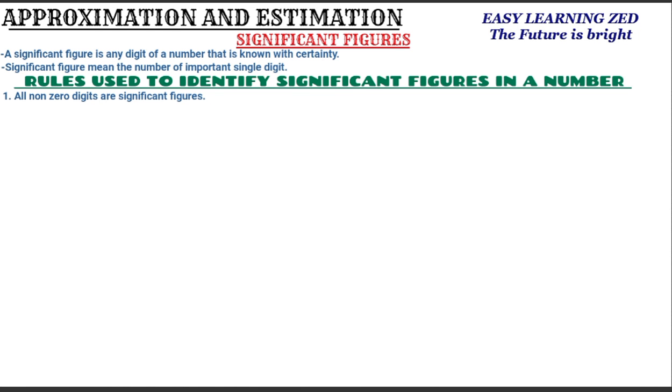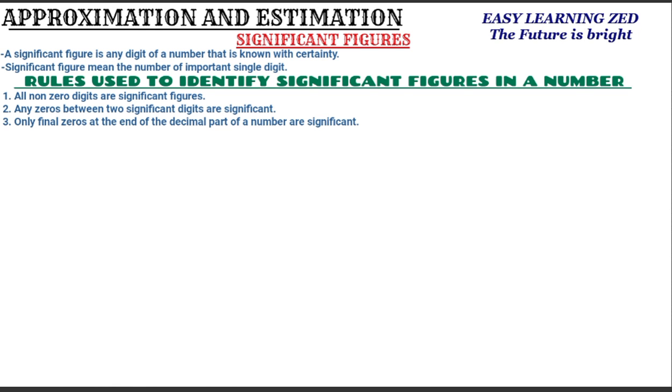The second rule is any zeros between two significant digits are significant figures. So if you have a number that has a 0 in between, then that 0 is also a significant figure. For instance, I've got a figure which is 102. The 0 in between 1 and 2 is significant. I'm going to demonstrate more when I start looking at the examples.